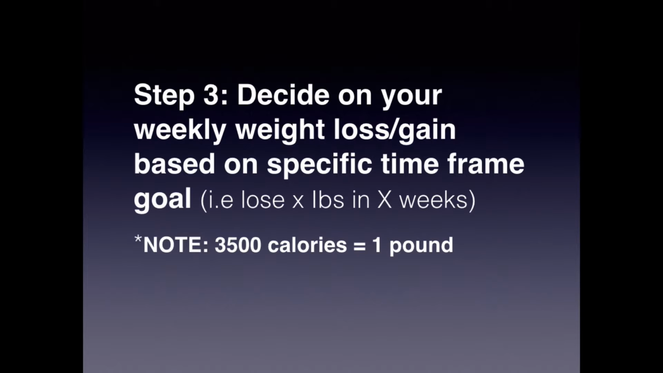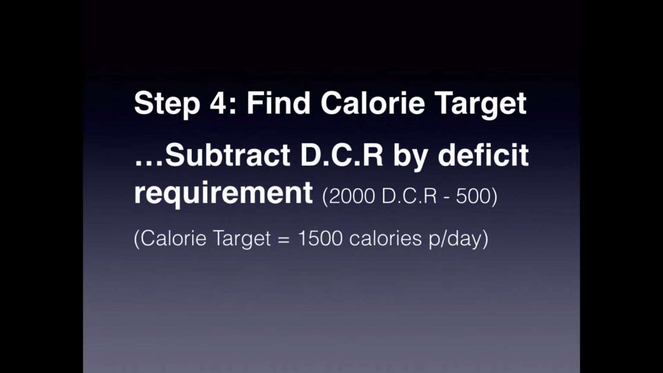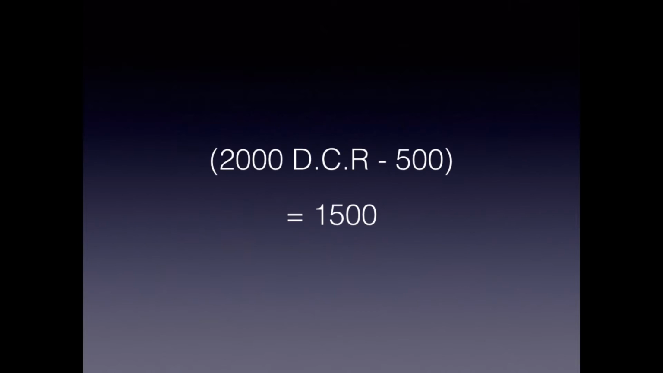Okay, so decide on your weekly weight loss. You should have two figures now: your daily calorie requirements and the deficit number. So in this case, in brackets, I've got 2,000 calories as the daily calorie requirements, and then 500 as the deficit, and that brings you down to a calorie target of 1,500 calories per day. Okay. So 1,500 calories per day to lose a pound of body fat per week. Pretty simple, right? So I'll just put up another slide.